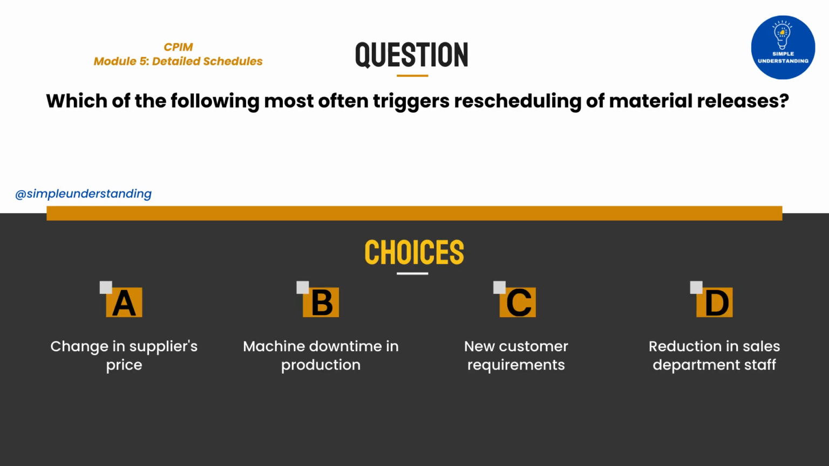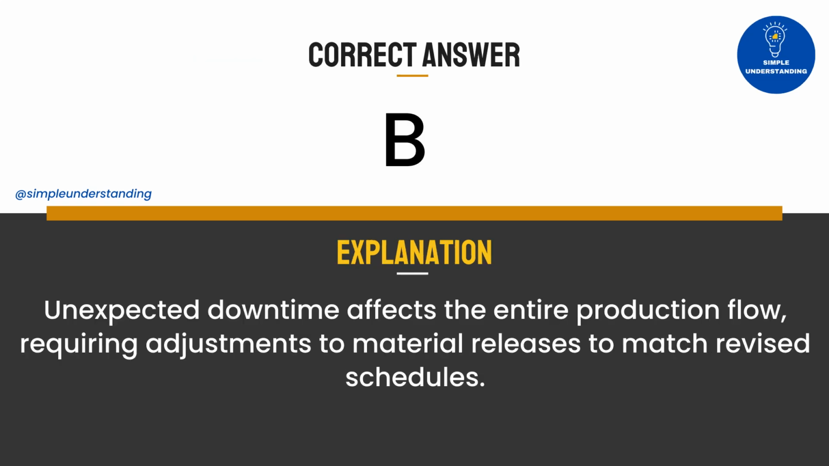Question 9. Which of the following most often triggers rescheduling of material releases? A. Change in supplier's price. B. Machine downtime in production. C. New customer requirements. D. Reduction in sales department staff. Correct answer, B. Explanation. Unexpected downtime affects the entire production flow, requiring adjustments to material releases to match revised schedules.